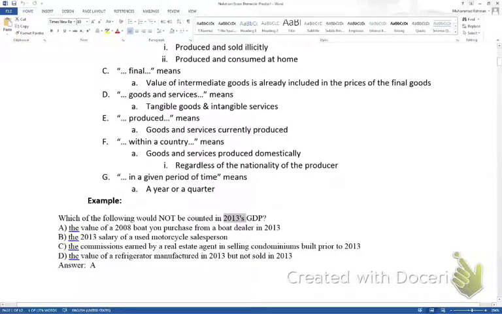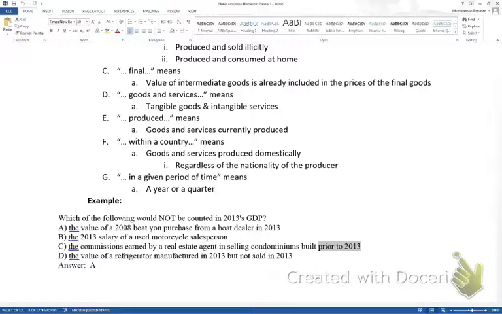C, the commission earned by a real estate agent in selling condominiums built prior to 2013. Again, the same problem. The condominiums were built before 2013, and hence they are not part of the GDP calculation of 2013, but the person who is selling those condominiums is providing a service, and the value of that service has to be part of GDP.